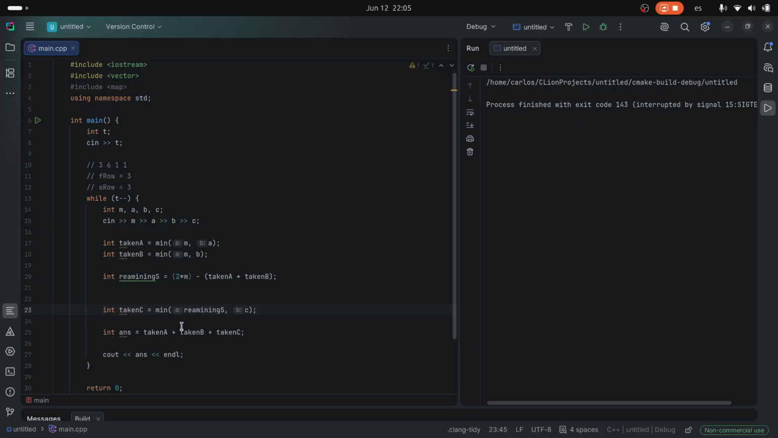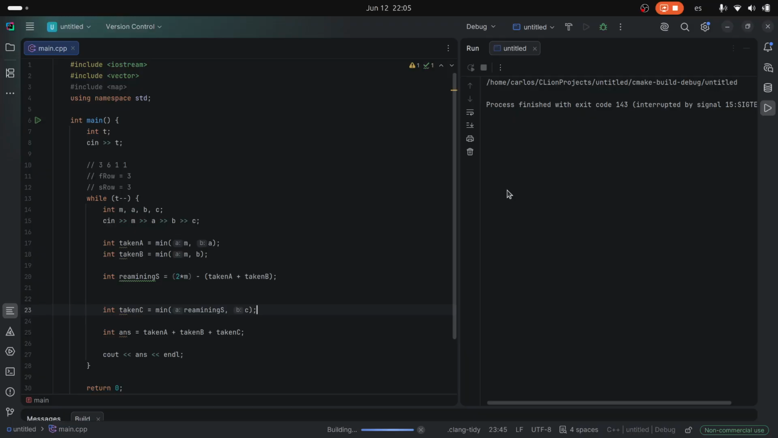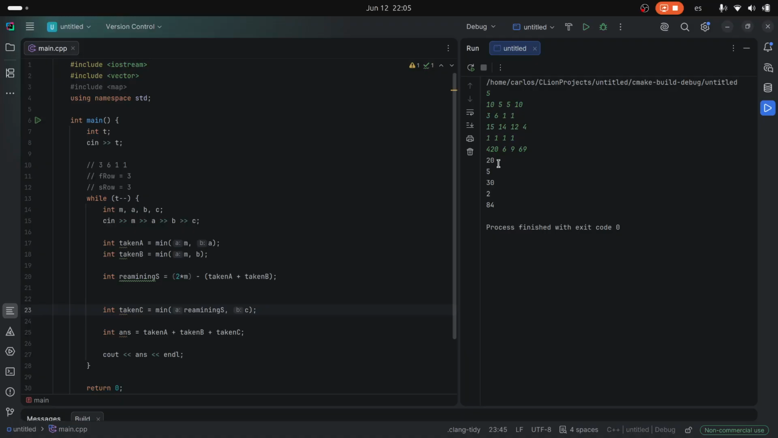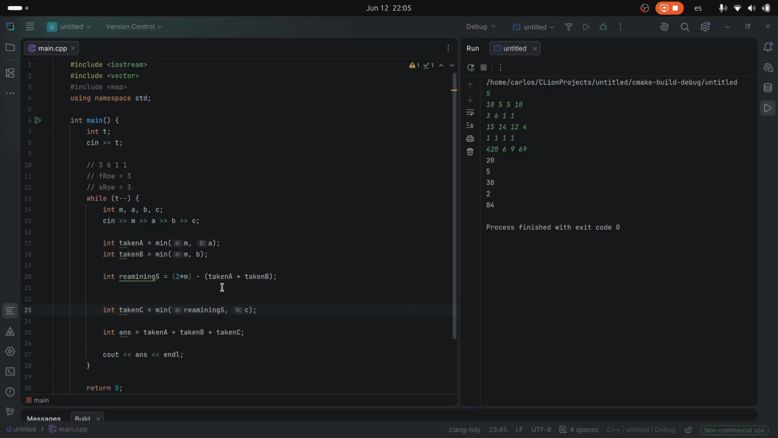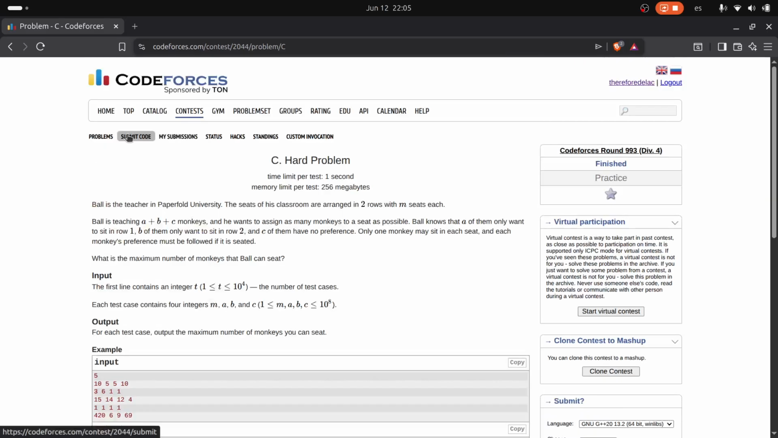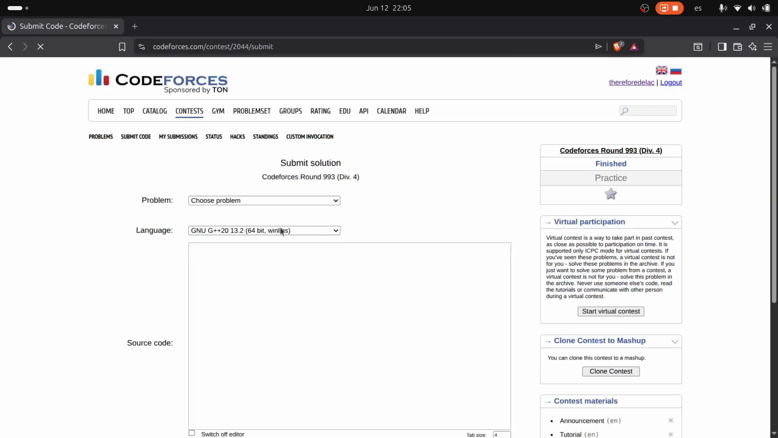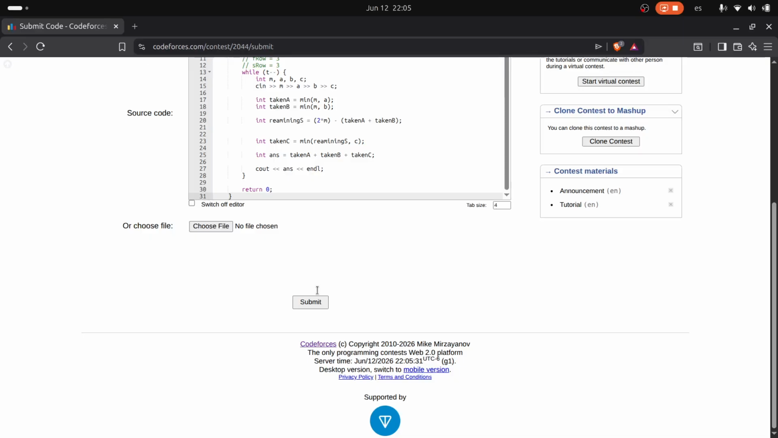Hope that makes sense. Let's give this a go with the sample inputs. Okay, let's see. And then we have 25, 30, 2, 84. Looks about right. So now let's test this for real.